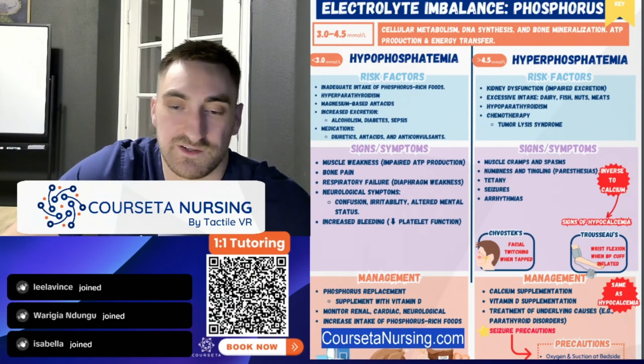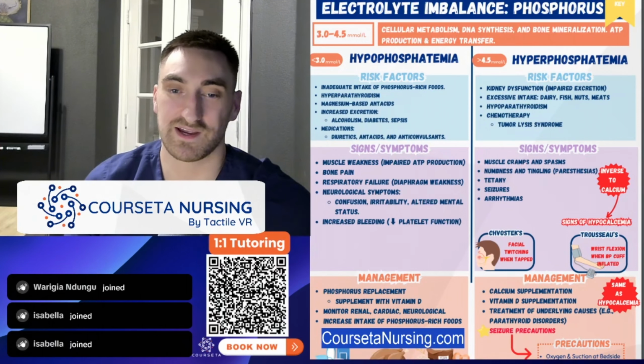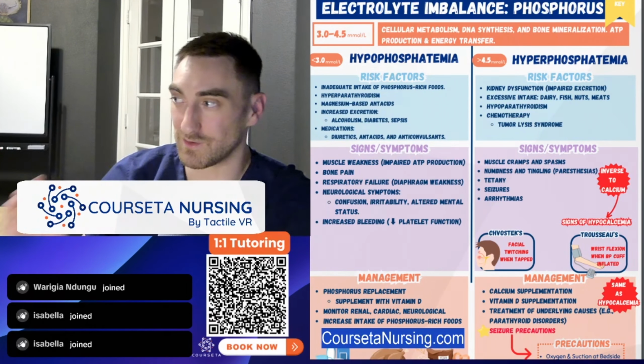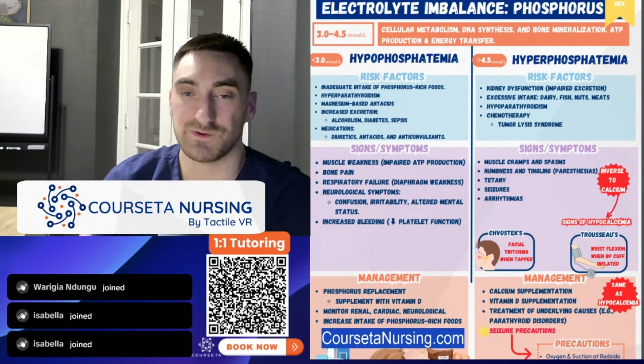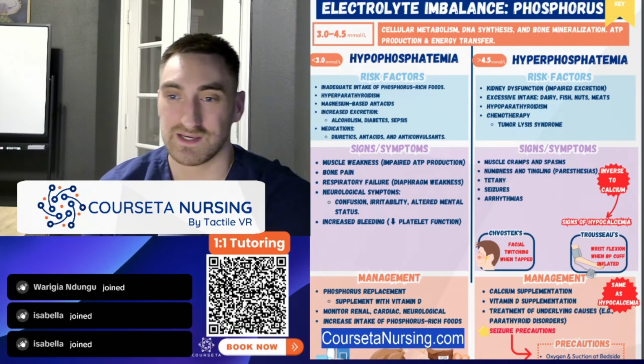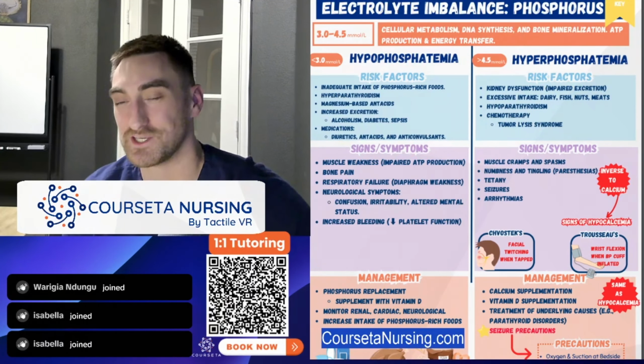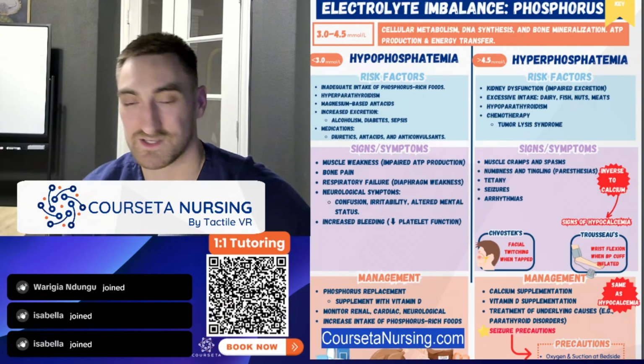So we talked about the parathyroid hormone, right? Well, parathyroid hormone is directly related to the balance of calcium and phosphorus. I might even skip over this just to get right to IV fluids. If you think hypocalcemia, it is the exact same thing as hyperphosphatemia because they're inversely related. And then hypophosphatemia is directly related to hypercalcemia.